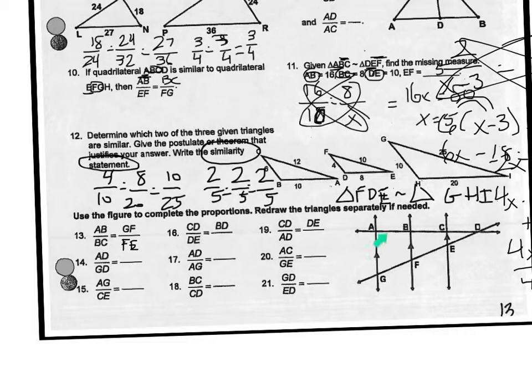So, if I'm going from the top side to the bottom side, let's go the top side of the medium triangle to the bottom side of the medium triangle. So we got BD over the bottom side, which is FD. You could have also used the small triangle. Let's try one more here.